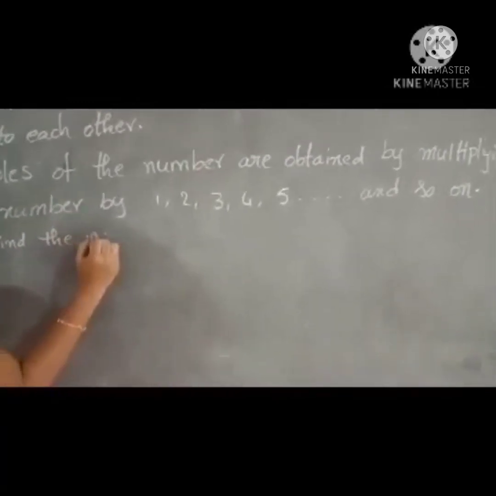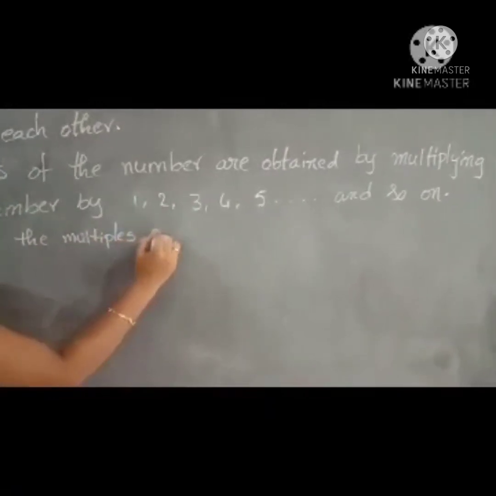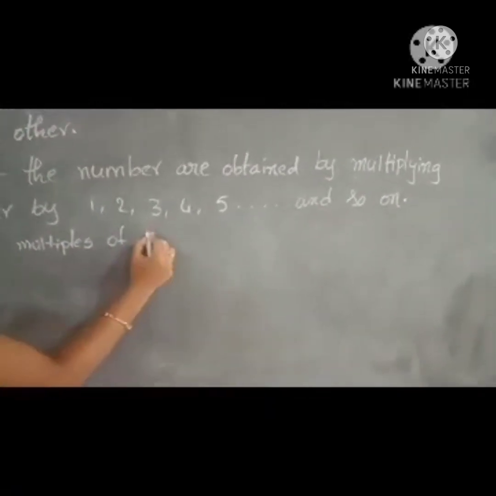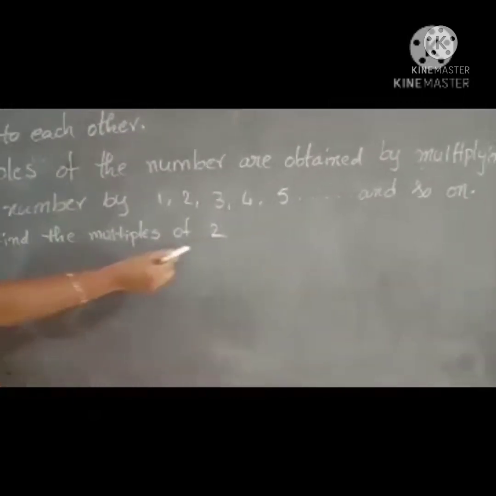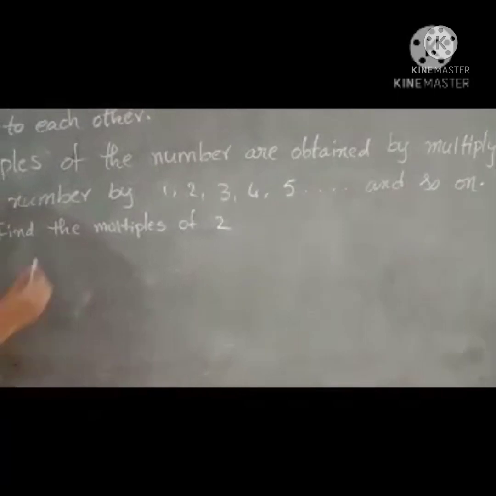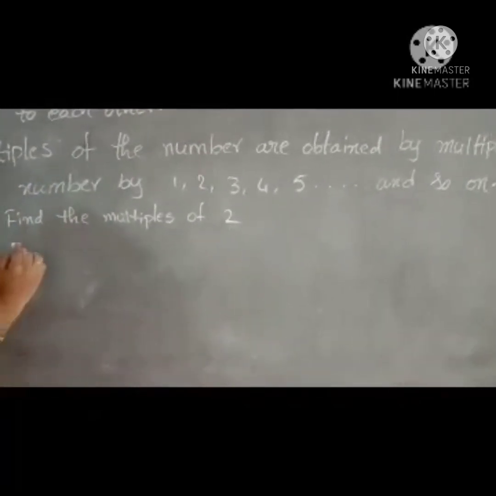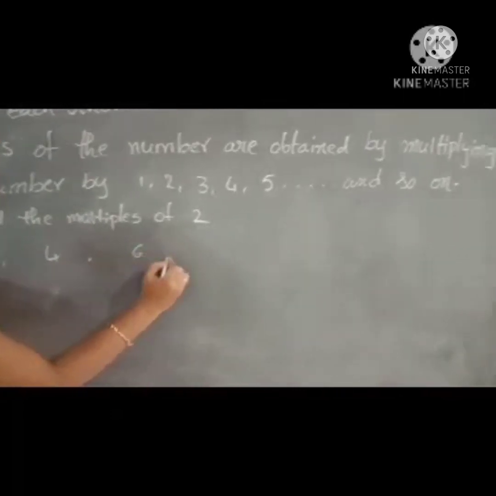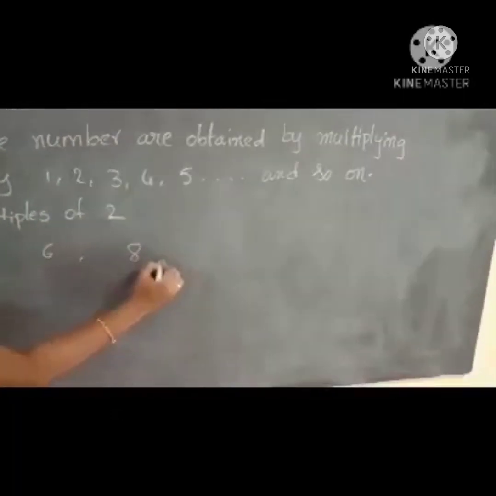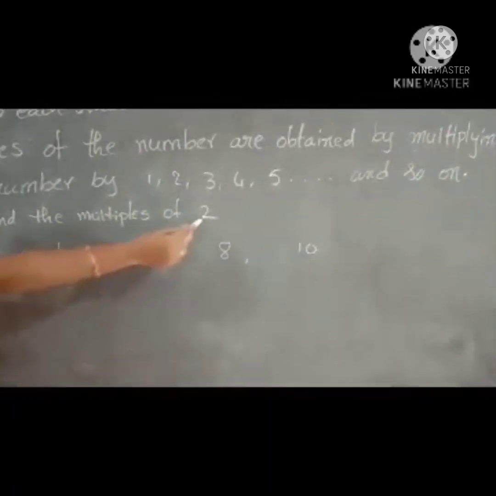Find the multiples of 2. For example, we are taking the number 2. What are the multiples of 2 mean? Just like we have to write the 2 table. See the numbers 2, 4, 6, 8, 10. See, these are the multiples of 2.